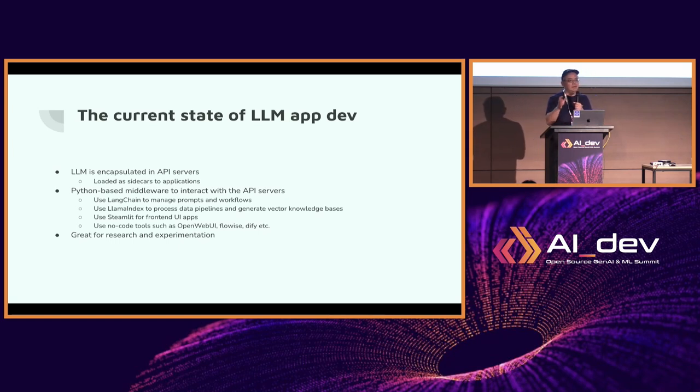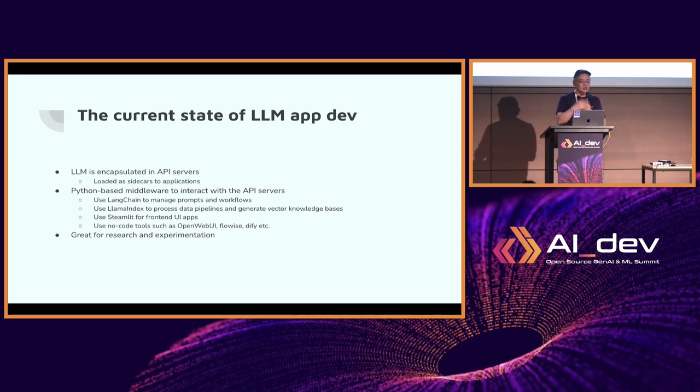So once you have the large language model or the AI service itself running as a separate server that functions as a sidecar, then your microservices or application can use, say, LangChain to manage the prompts and workflows. How do you coordinate? How do you get a response from the large language model server, then update it and send another request in there, right?